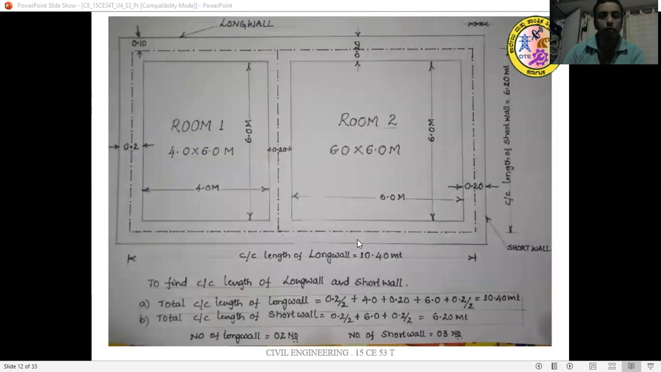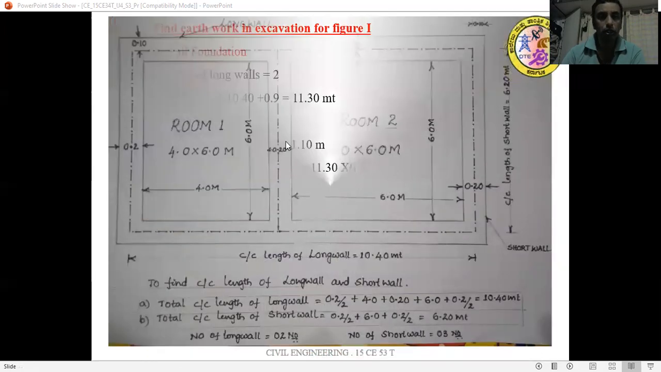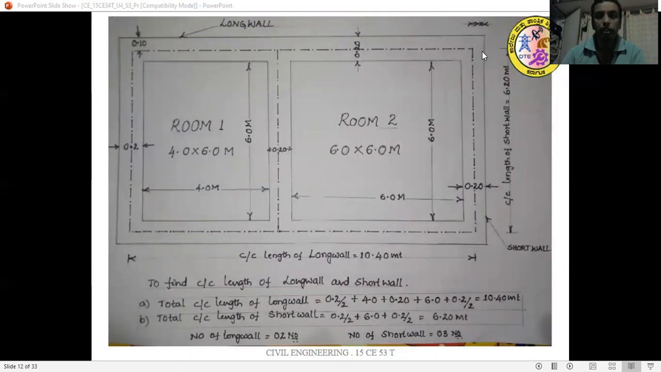Okay, after finding out the center to center length of the wall, you have to calculate the true length of wall in the short wall direction and the true length of wall in the long wall direction. First, you have to find the earthwork in excavation for the given figure by using long wall foundation. Number of wall is equal to 2. In this previous figure, this is considered as a long wall, and this is also considered as a long wall.